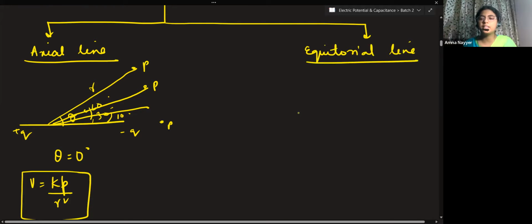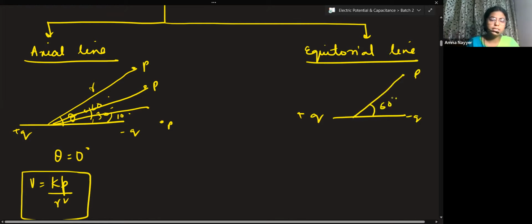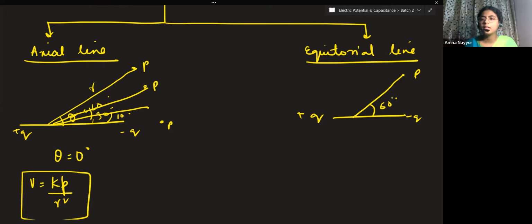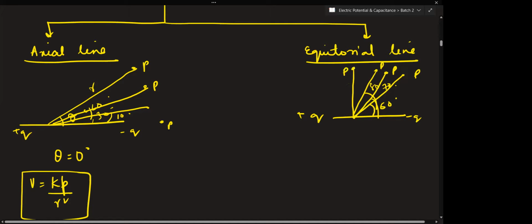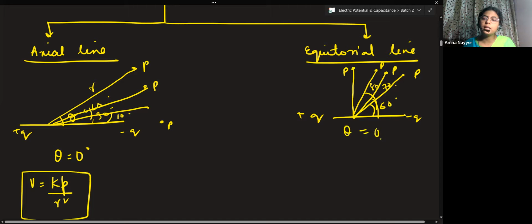Now see, just opposite to it. If this is the dipole, plus q, minus q, and this was point P. Let's say this point was at 60 degrees. We had started with 60 degrees. An equatorial point always lies at a perpendicular distance from the center. So let us expand this. Let's say this is point P. It will increase to some 70 degrees. Then again we expand it, and this will become 80 degrees. Finally, at this point, what will be the angle? 90 degrees. So it means at the equatorial line, your theta becomes 90 degrees.